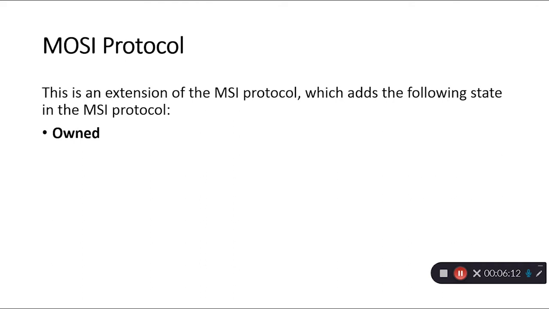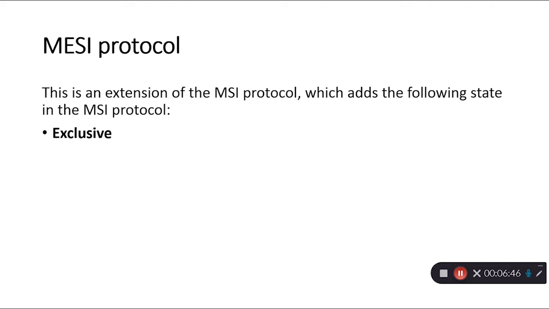MOSI protocol. This is an extension of MSI protocol which adds the following state in the MSI protocol. Owned, which shows that the present processor owns this block. Only one cache can have the owned state, even though other caches may have the same block. In this case, the other caches must be in the shared state.